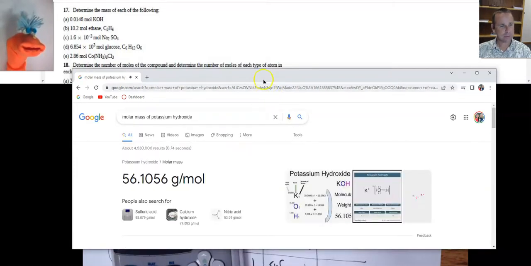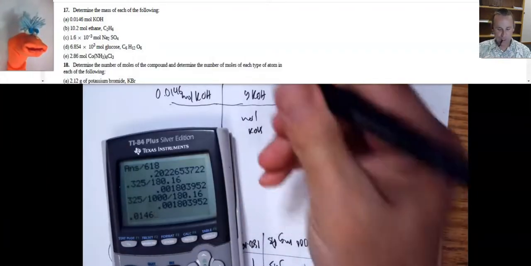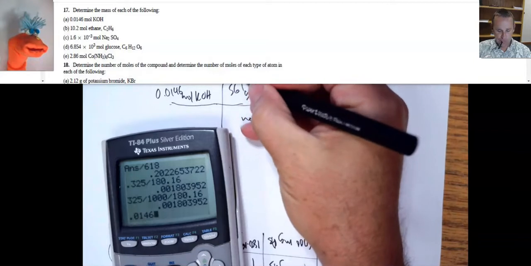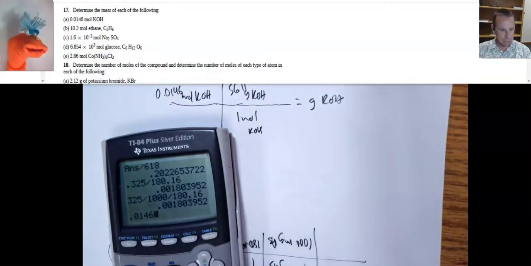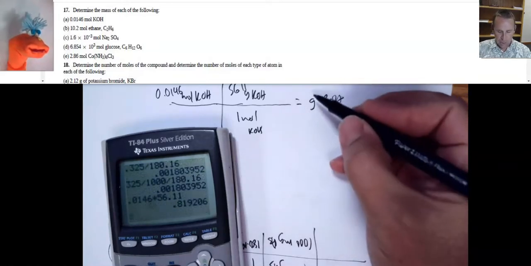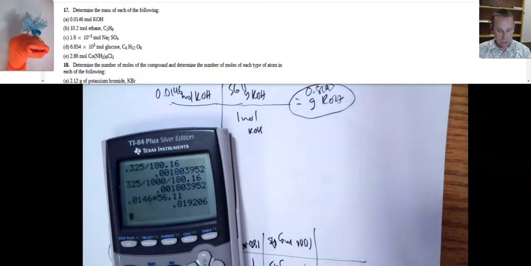The molar mass of potassium hydroxide is 56.11 grams per mole. 56.11 grams for every mole. So this time I'm taking the 0.0146 and multiplying it by the 56.11. All right, so 0.819 grams, 3 significant digits, and that's correct.